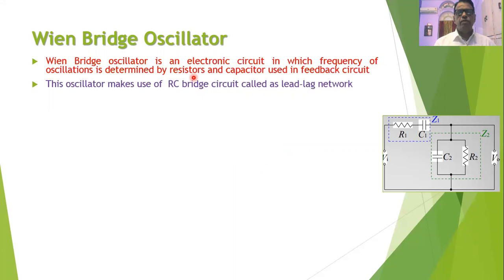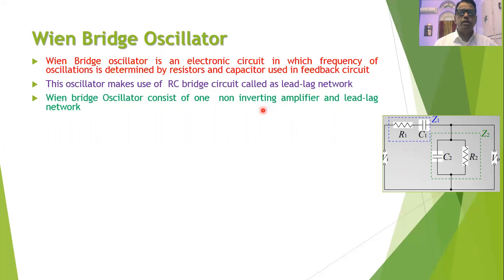This oscillator makes use of a bridge circuit which consists of resistances and capacitors, and this circuit is also called the lead lag network. As shown in this diagram, the lead lag network consists of one series RC combination and one parallel RC combination. The input voltage is applied to the series combination and the output is taken across the parallel combination.